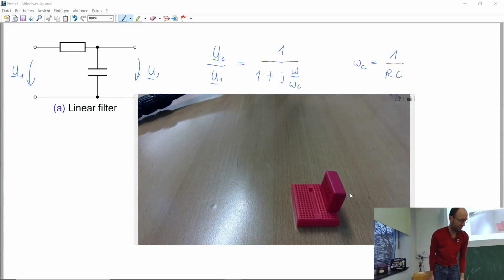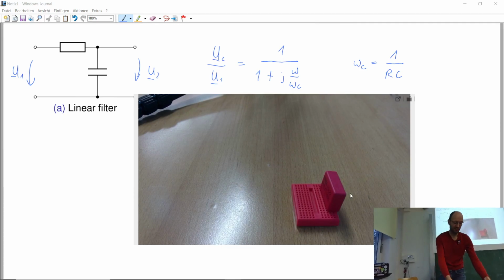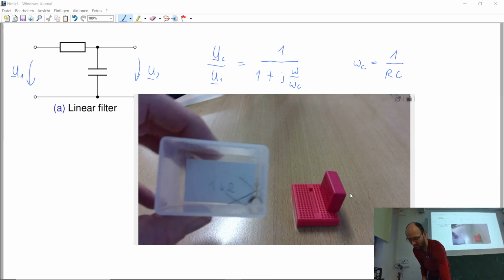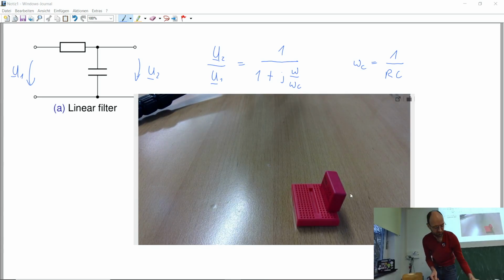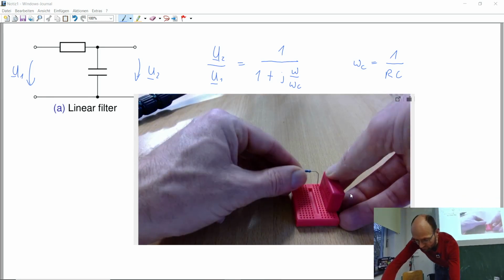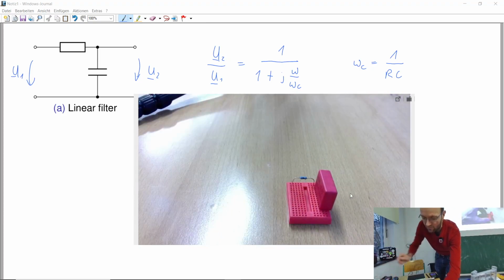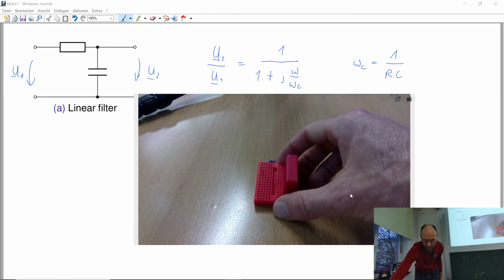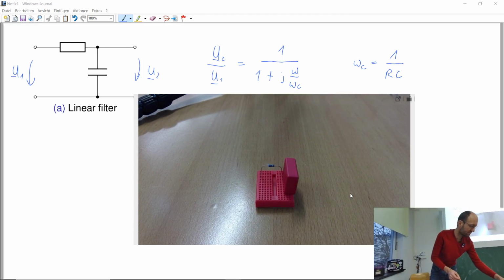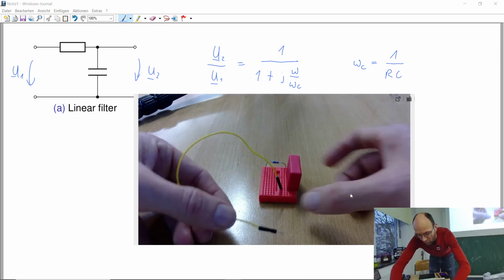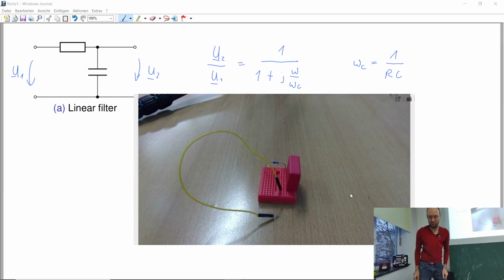Okay, so this is the capacitor. Then we also need some resistor. And so here I have a box that is labeled with 1 kilo ohm, and I think we could trust that this is also a 1 kilo ohm resistor. So we have some resistor, we have some capacitor, the same as in the circuit. And I need some wire to be able to connect to the lower pin of the capacitor.